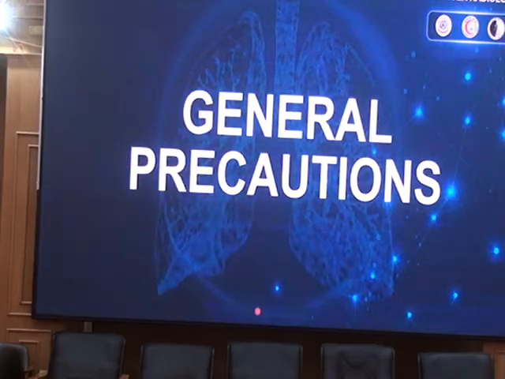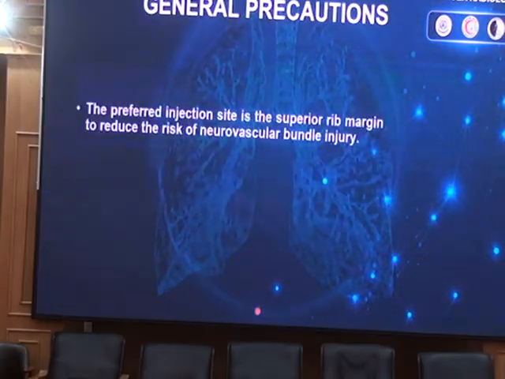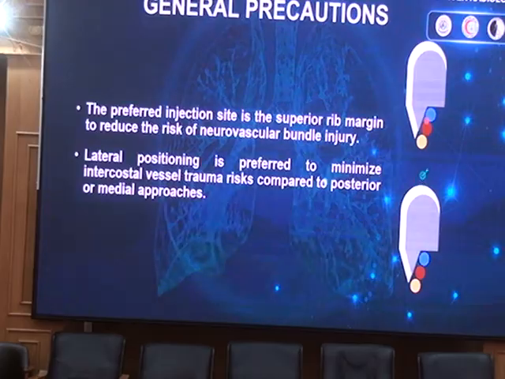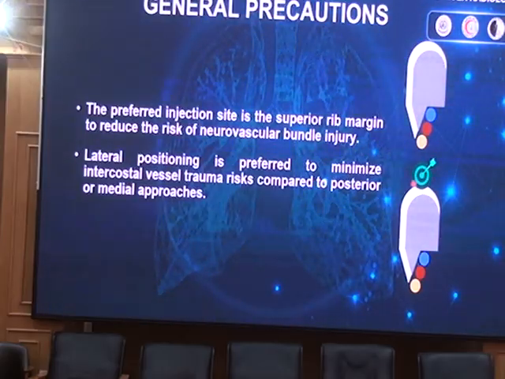There are general precautions we need to take care of while performing interventional procedures, especially in the lung. Due to chest wall anatomy, we have a neurovascular bundle that runs along the inferior border of each rib. So the preferred injection site is the superior margin of each rib. We have to palpate with our fingers the intercostal space and try to target the upper border of each rib.